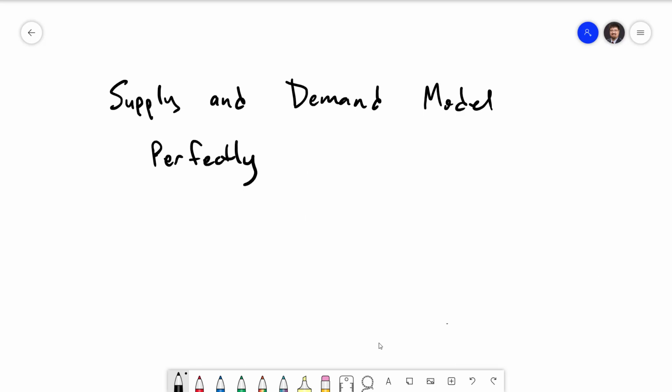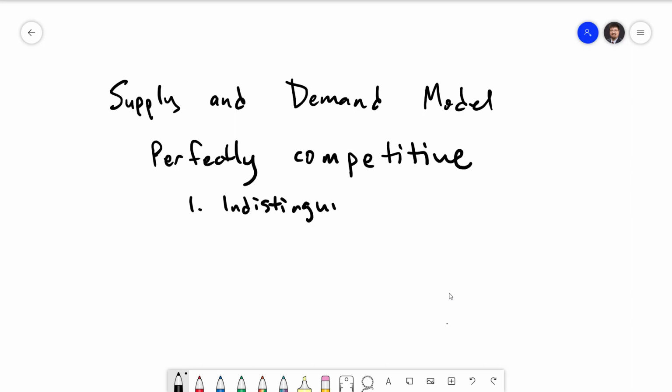We can take this a step further by assuming that our market is perfectly competitive. A perfectly competitive market is the most competitive a market can be. This adds a few additional assumptions. First, all products are indistinguishable from one another. No matter which seller is selling them, it doesn't matter, it's all the same.